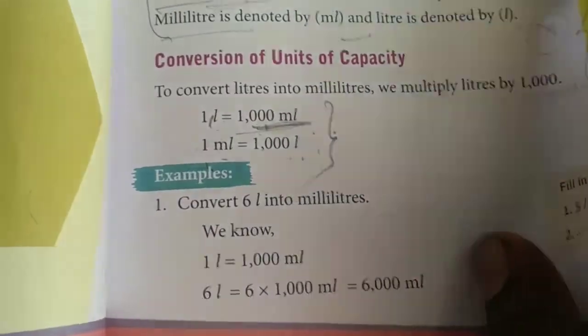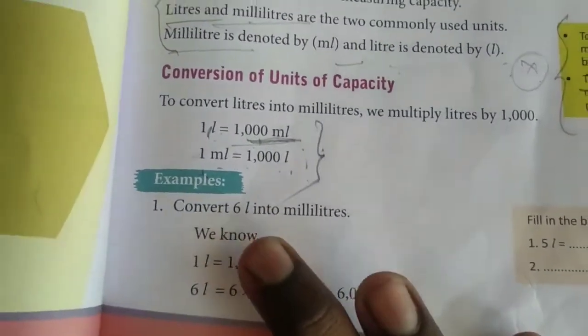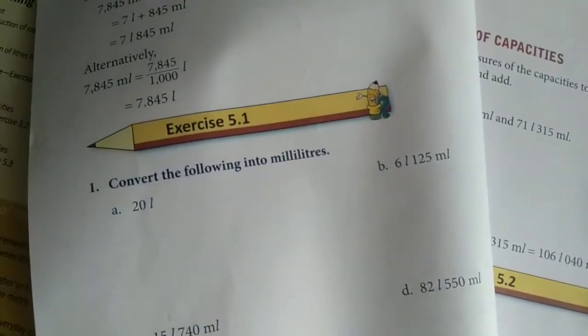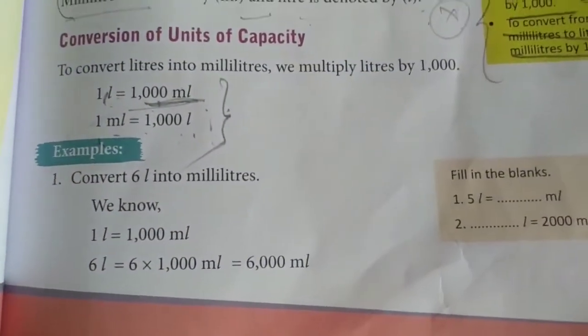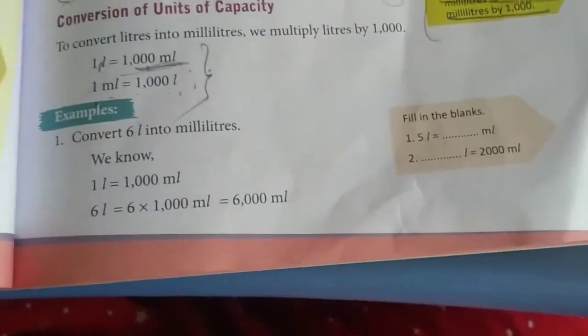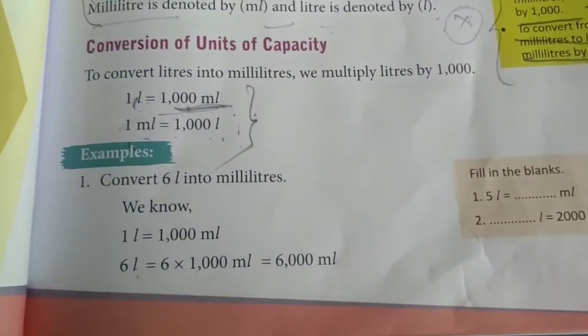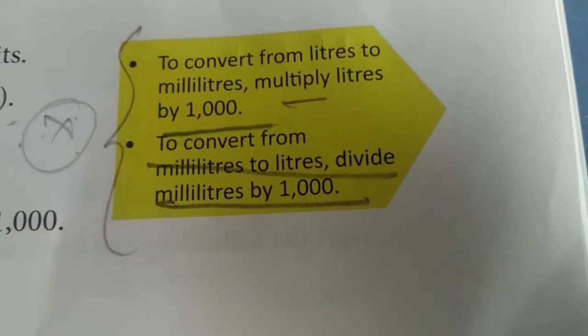Here also, if you want to convert liter into milliliter, that is conversion of higher to lower. What do you want to do? You should multiply by 1000. Okay, 1 liter is equal to 1000 milliliter. So 6 liter is equal to 6 into 1000 milliliter. So the answer is 6000.